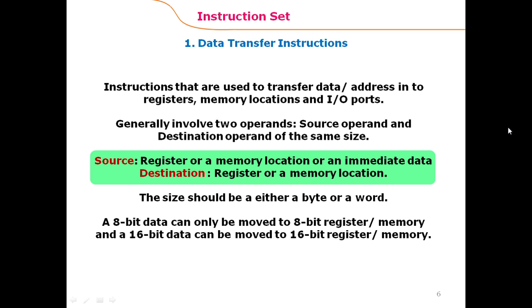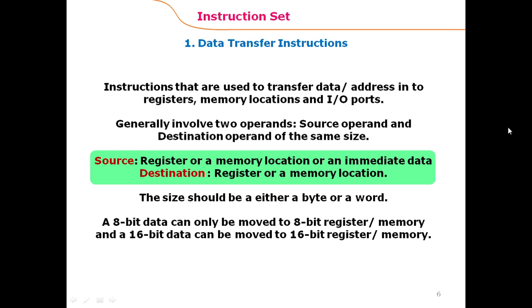The size of data should be either a byte or a word if we are talking about the 8086 microprocessor, but it can be longer if we are using other microprocessors, for example 80286 or above. The data can be 32-bit. So in the 8086 microprocessor, 8-bit data can only be moved to an 8-bit register or memory, and 16-bit data can be moved to a 16-bit register or memory. The same rules apply to other microprocessors as well, but in the 8086 only 8-bit or 16-bit data can be moved, because the maximum size of the registers is 16-bit.